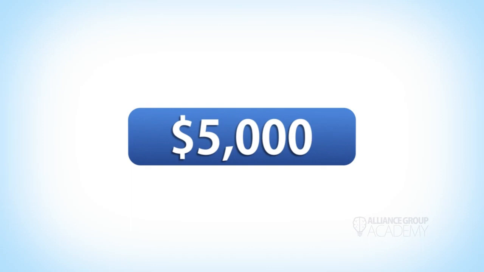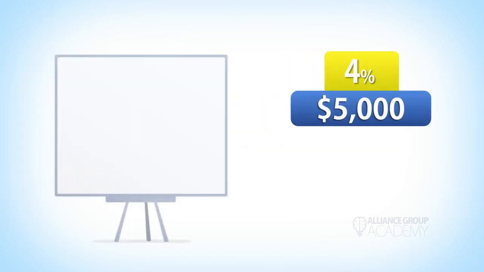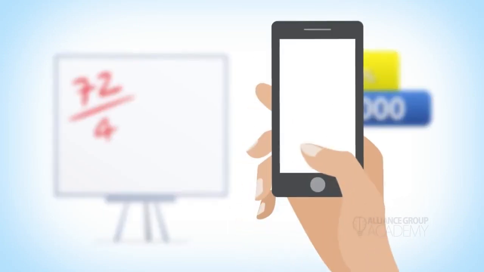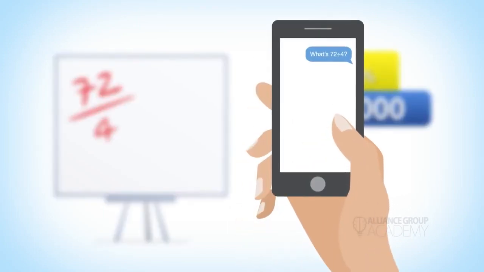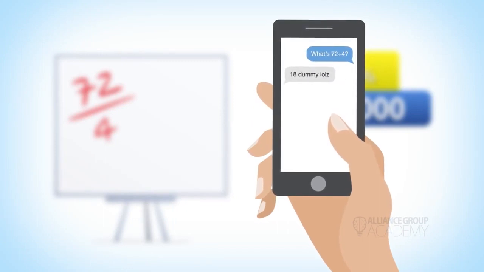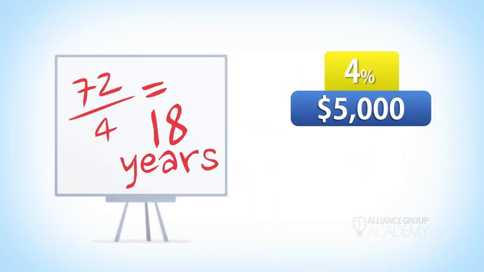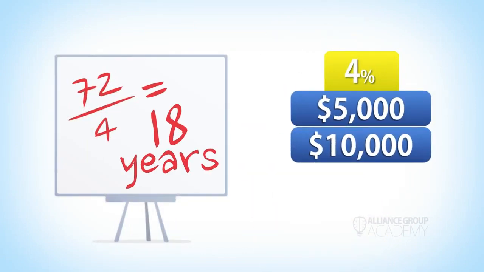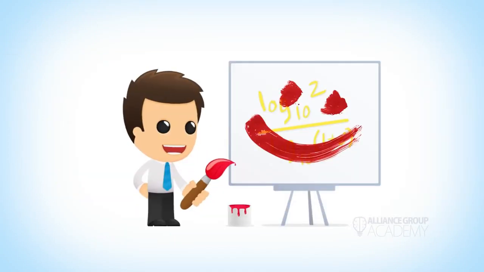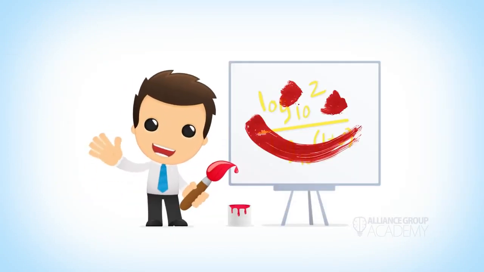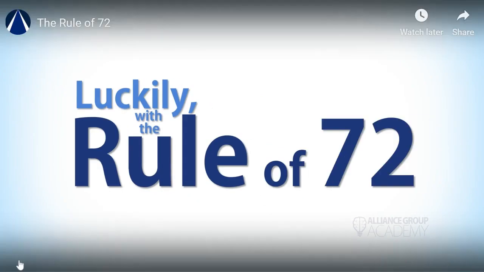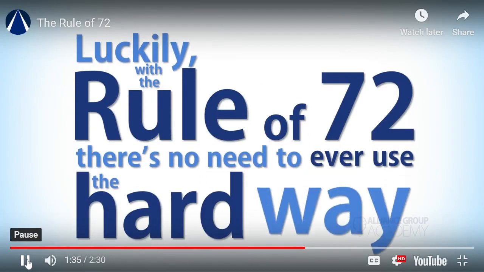So let's try it out. Say you have $5,000 in your account earning 4% interest. Now take that magical number 72, take your interest rate of 4%, pull out your phone, text your 2nd grade cousin and ask him how many times 4 goes into 72. He's a bright kid, so he'll tell you the answer is 18. And you'll tell him that he just helped you learn that it will take 18 years for your initial $5,000 to double into $10,000. Let's check in on Larry. That's very nice, Larry. Luckily, with the Rule of 72, there's no need to ever use the hard way.